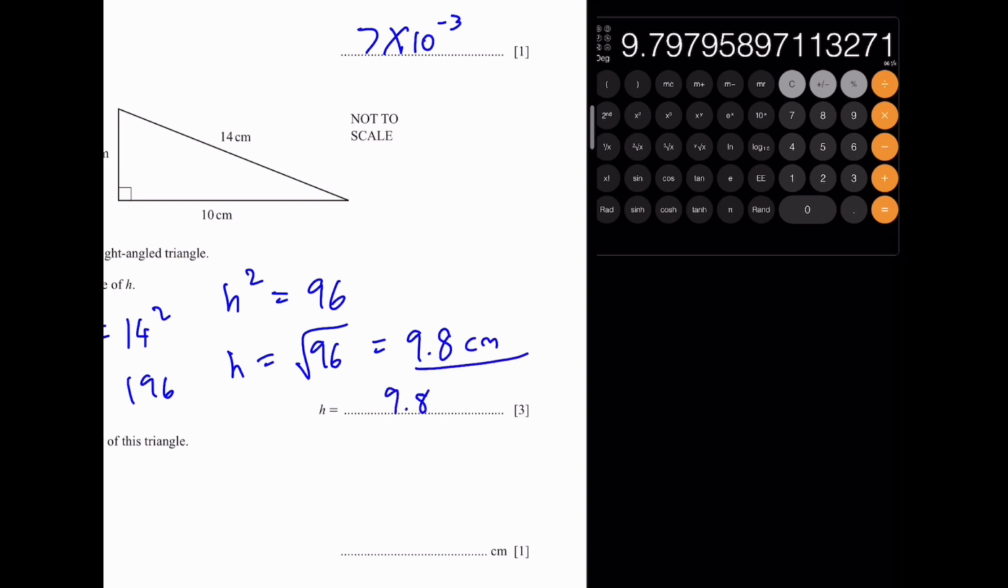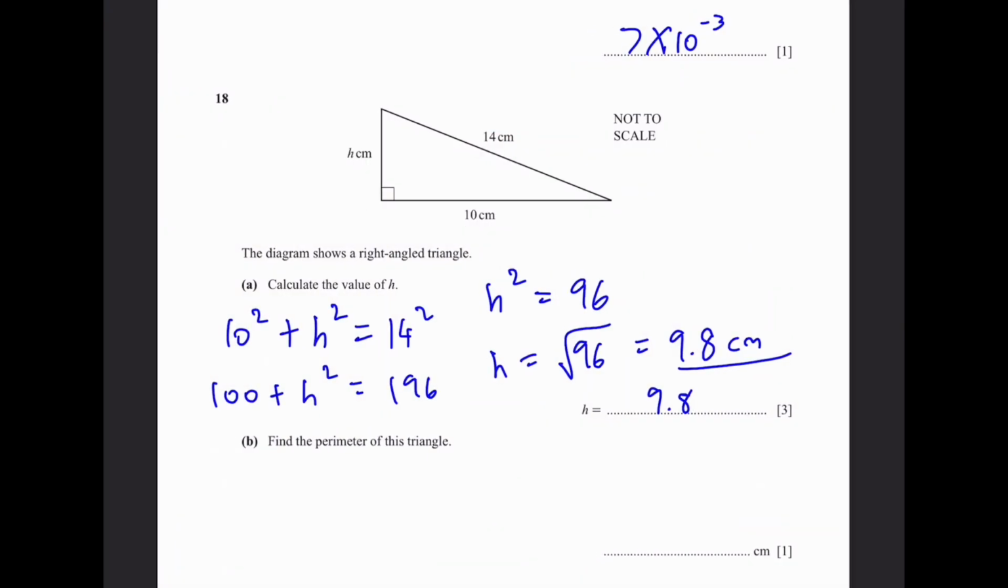That's the answer. Now we can go to part B. Find the perimeter of the triangle. We can just add up the 3 side lengths. 9.8 plus 10 plus 14, which is equal to 33.8 centimeters.